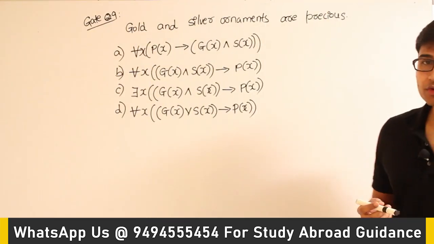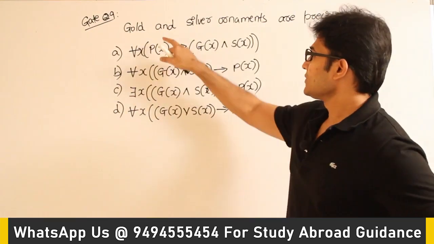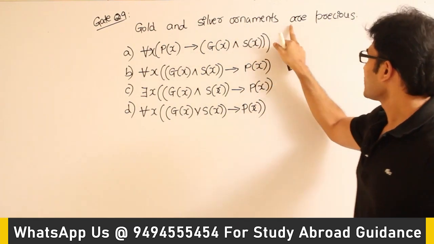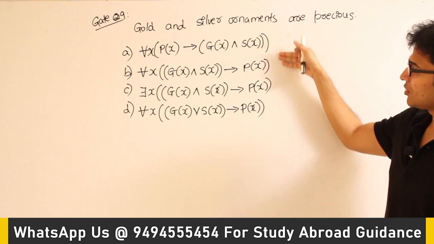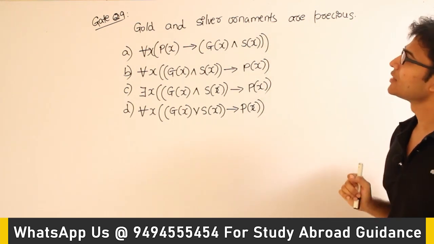This question is given in GATE 2009. The question is, gold and silver ornaments are precious. Now we are supposed to choose which one of these propositional functions are right.